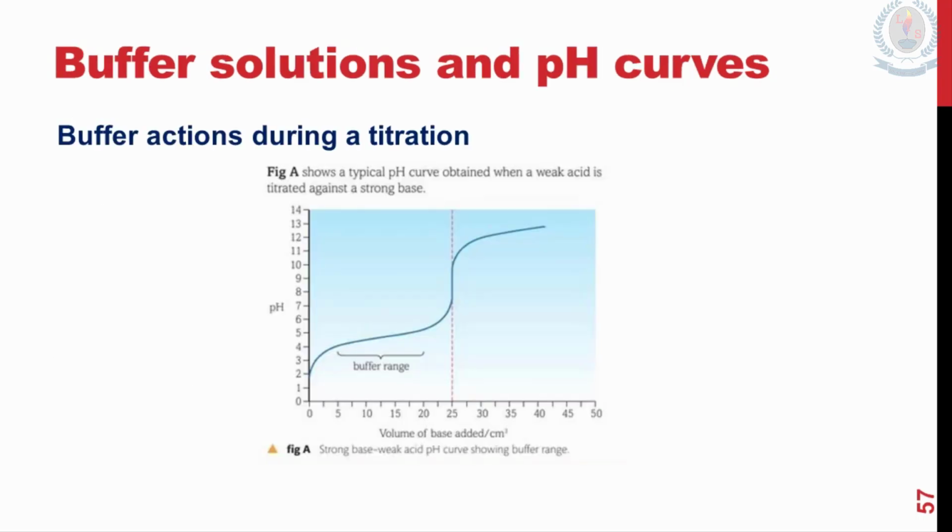Buffer solutions and pH curves. Buffer actions during a titration. In here, figure A shows a typical pH curve obtained when a weak acid is titrated against a strong base. So this is the buffer range, as you can see in this picture. So now let's move to the next topic.